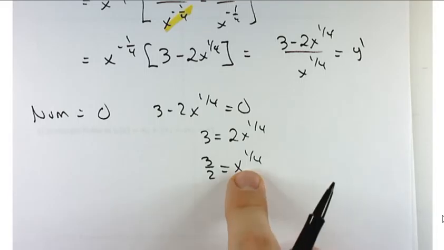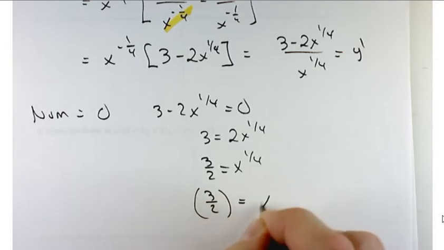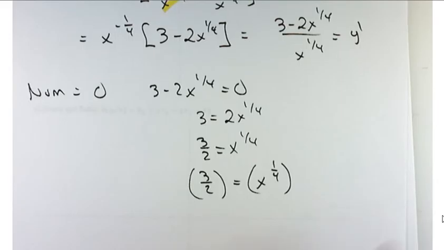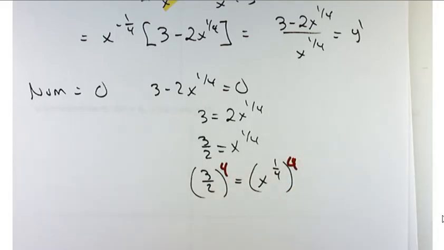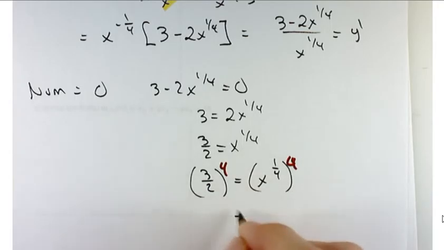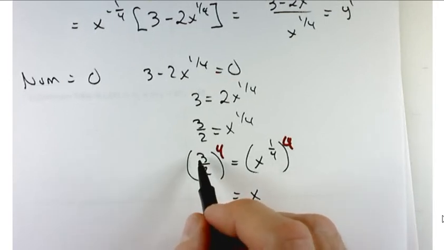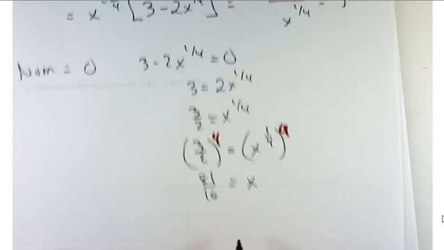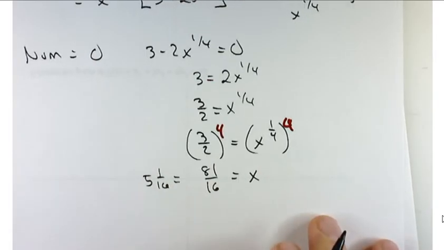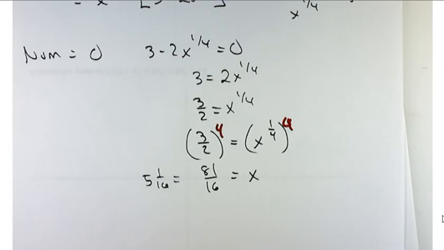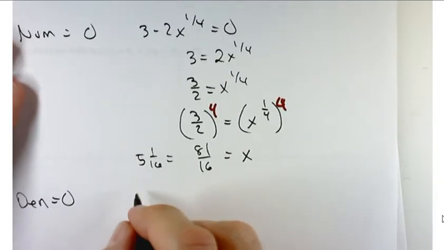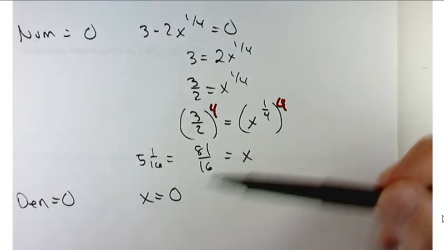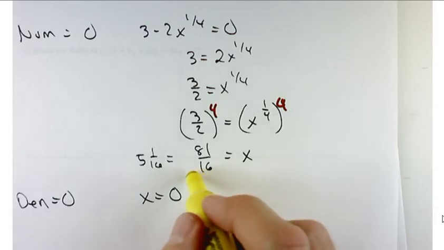How would you solve from here? Yeah, if you want to get rid of the 1/4 here, you raise both sides to the reciprocal power. Basically, raise both sides to the 4th power. On the right-hand side, 1/4 of 4 gives me 1, x to the 1st power. 3 to the 4th is 81. 2 to the 4th is 16. So 5 and 1/16, if you wanted to look at it that way. So that's where the numerator equals 0. How about the denominator equals 0? Yeah, that's pretty clear. It's 0. Is 0 in our domain? Yeah. So you've got two critical points, right? Your critical points are here at 81/16 and here at 0.